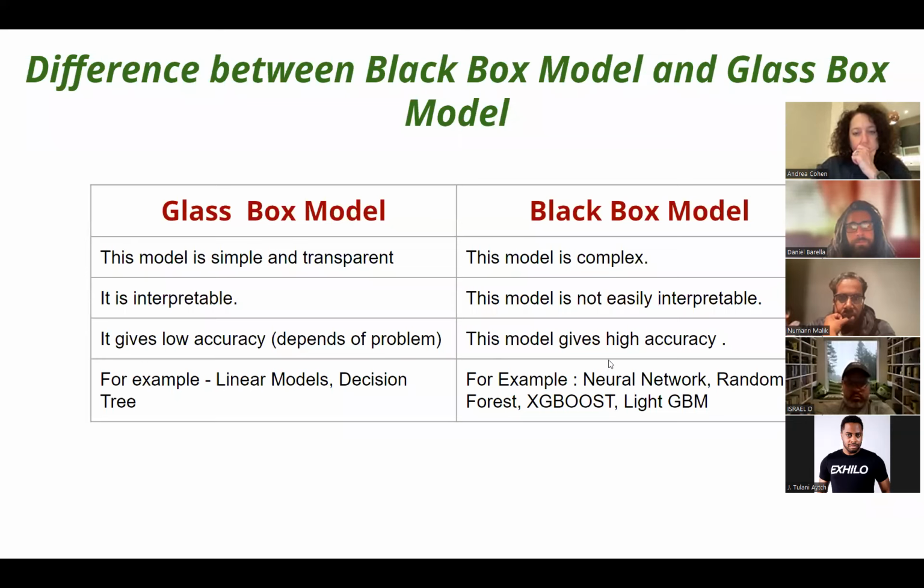This is also true: if you have a very complex, large data set, then we prefer to apply complex models, and these will give you high accuracy with those data sets. Examples of black box models are neural network, random forest, XGBoost, LightGBM, and other deep learning models as well. So these all are black box model examples.